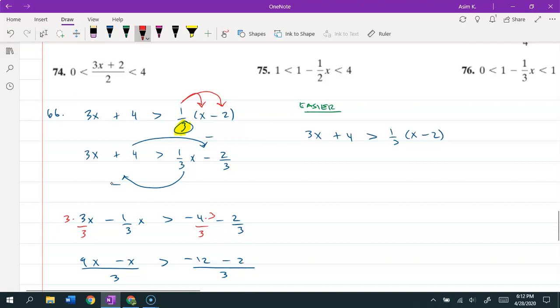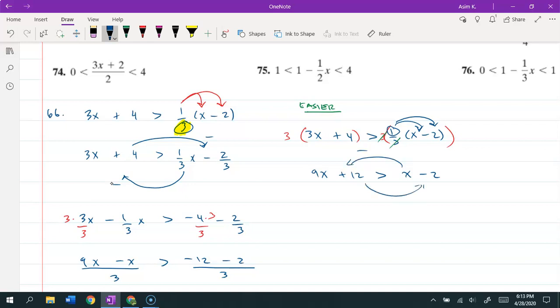So if you were to multiply throughout by 3, what that would do is basically it would cross off this 3 and that 1/3. And remember that 1/3 is what caused a lot of those annoying problems. So you'll end up with 3 times 3x, which is 9x, and 3 times 4, which is 12, right? And on the right side, you basically have 1 times x and then 1 times negative 2. So x minus 2. See how much easier that is to solve, right? I would bring the x over and the 12 over. They both take subtraction signs. So I'll end up with 8x is greater than negative 12 minus 2 is negative 14.